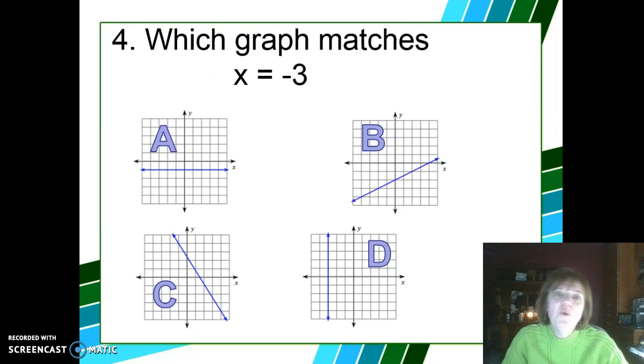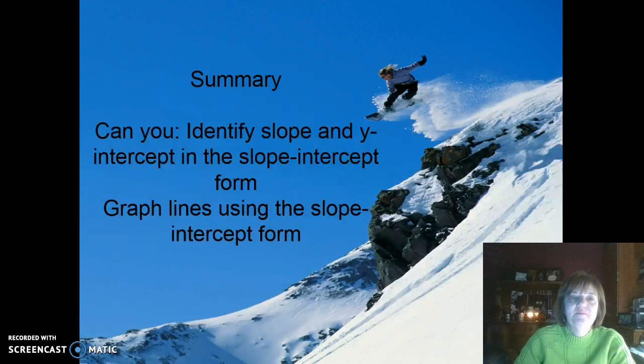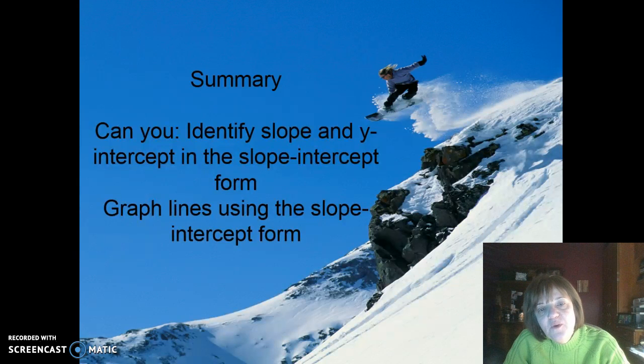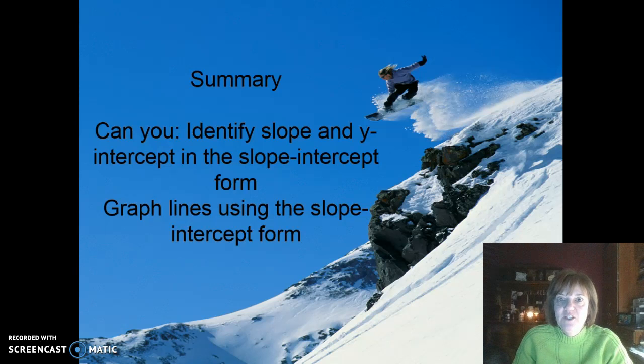Last question. I'm going easy on you today, just 4. X equals -3. What was that case again? How did that work? Well, I hope you can identify the slope and the y-intercept in the y-intercept equations. And I know you already know how to graph. So, the more practice we get, the better you'll be at it.